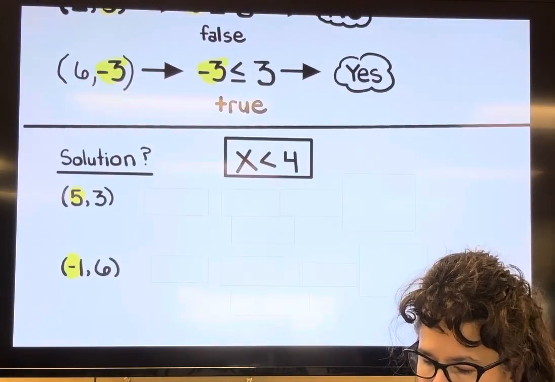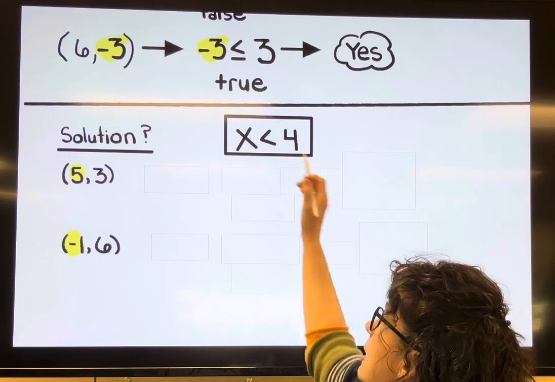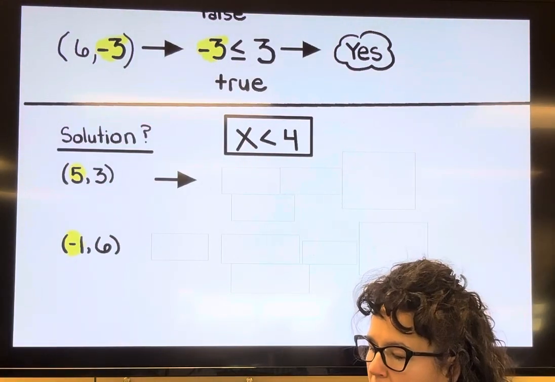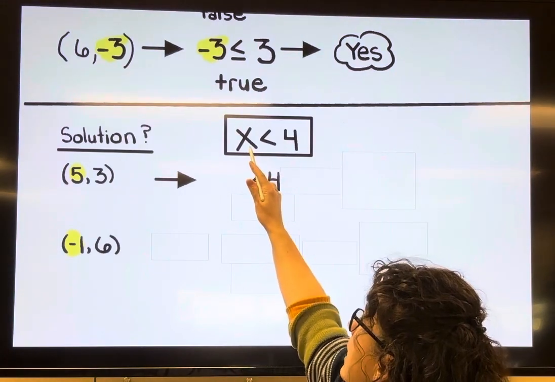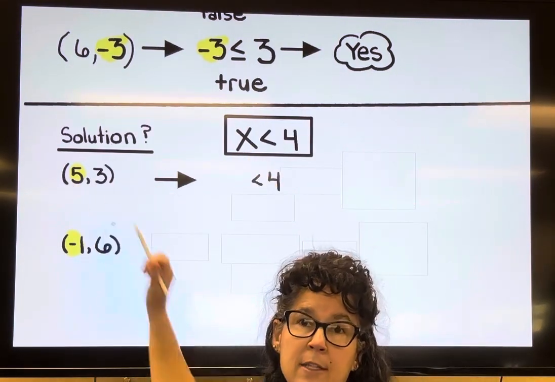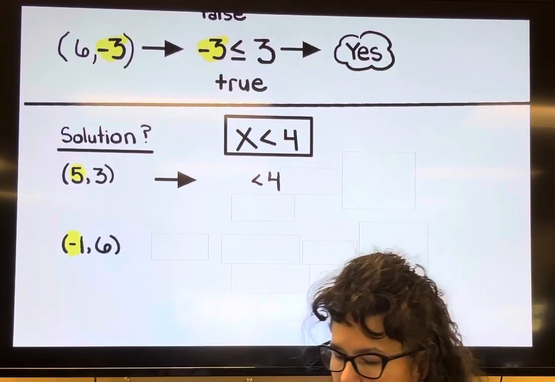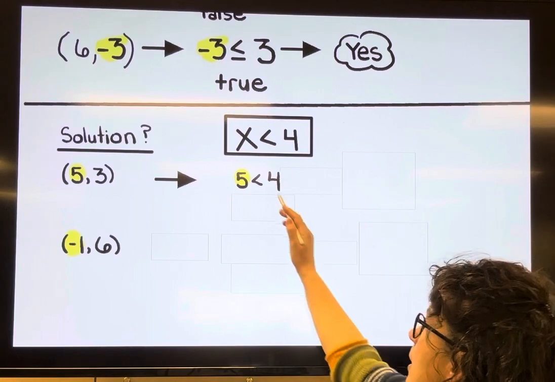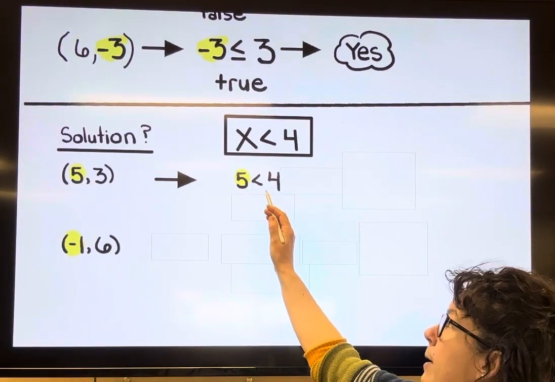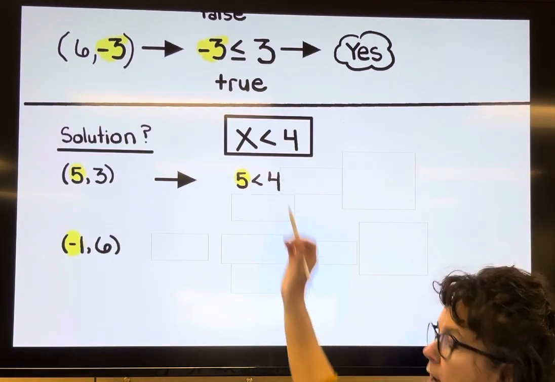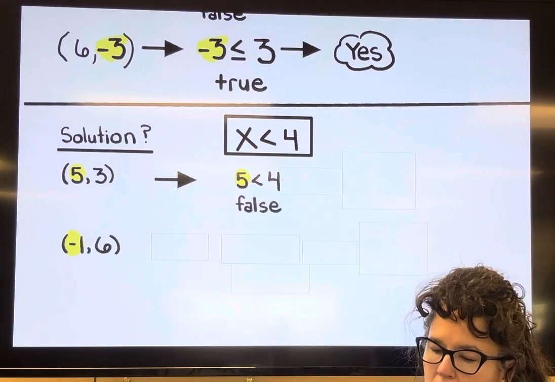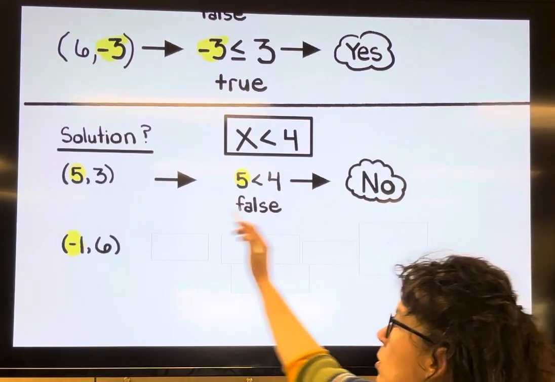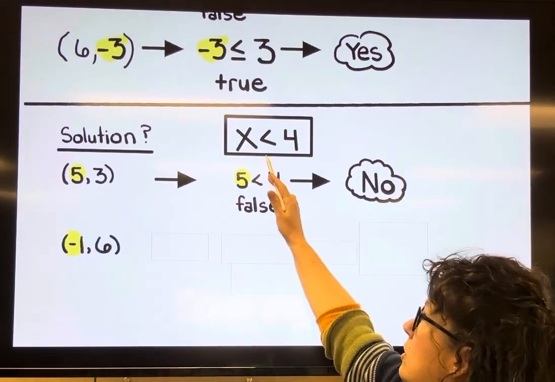Okay, last couple of examples here. This time I have an inequality x is less than 4. I want to go in and replace the x with the number 5. This time there's no place to substitute the y value. Okay, so I'm putting in 5 there, and the alligator should be eating the big one, and 4 is smaller than 5. That's not true. False. That leads me to the conclusion that no, the point 5, 3 is not a solution to x is less than 4.